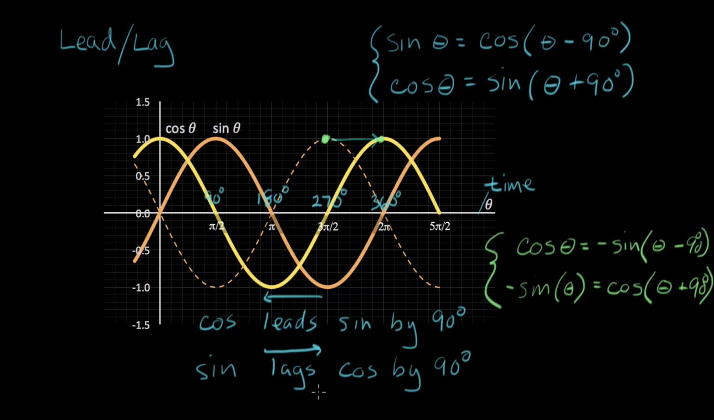So that's what I wanted to say about lead and lag. These are sort of slang or jargon, the nicknames of the relationship between two different waveforms of the same frequency but different phase timing, different phase delay. And then we worked out some identities that are kind of useful to have around to be able to convert these two waveforms from one to the other and back.